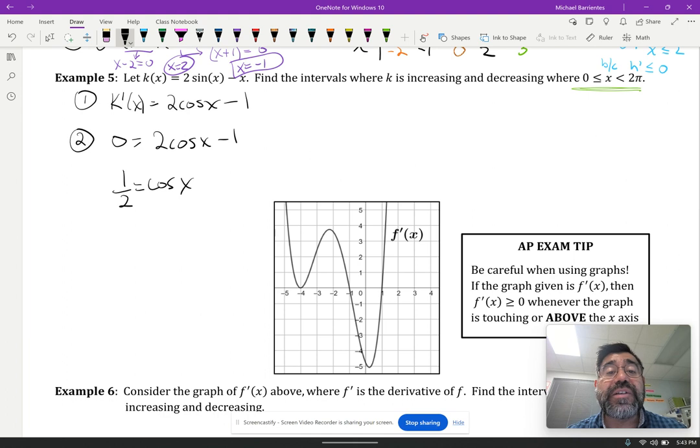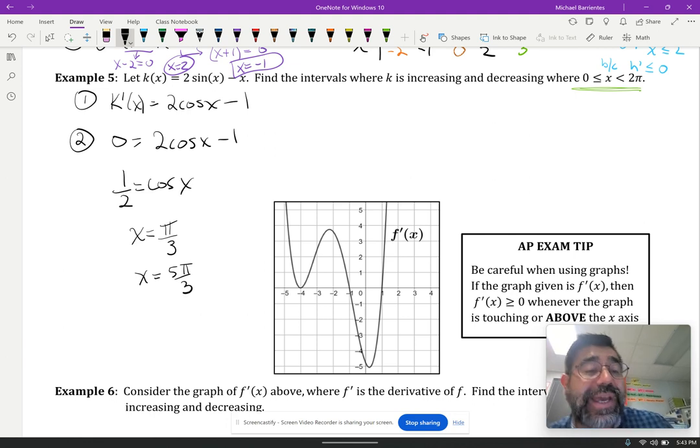Hey, this looks like those examples on our warm-ups. Cosine of what angle equals 1/2? Let's see. When does it equal 1/2? I believe it equals 1/2 whenever x equals pi over 3. I almost got the wrong one. Pi over 3. And it also equals 1/2 when x equals 5 pi over 3. At these two angles, the cosine of pi over 3 is 1/2, and the cosine of 5 pi over 3 is also 1/2. I find my critical points.